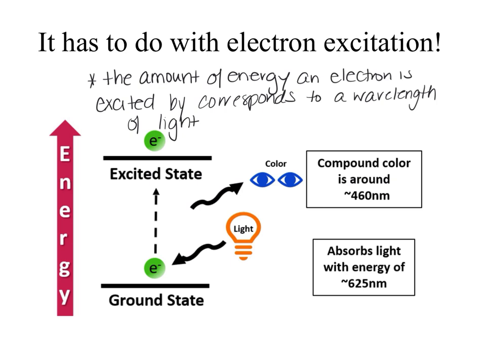Now, maybe the question is, well, why do some metals give different colors or no color at all? What is it about how their electrons are excited where we see these different colors? And the answer really lies in their atomic structure. And so we're going to dig into that in the next screencast.